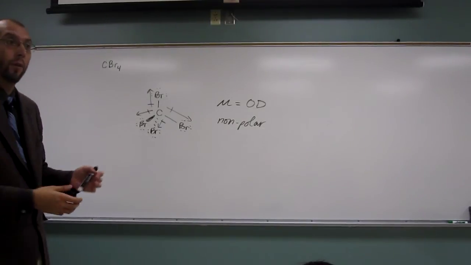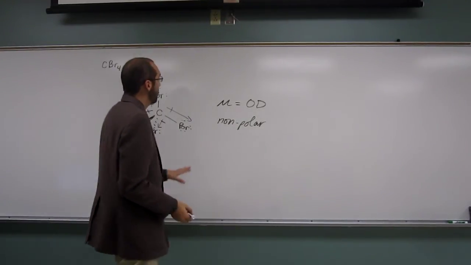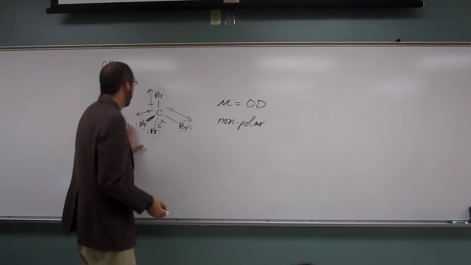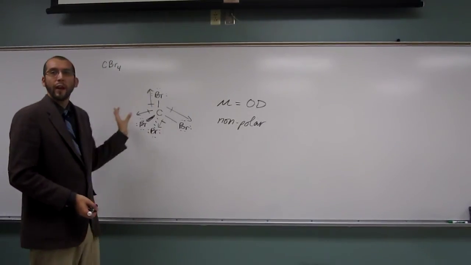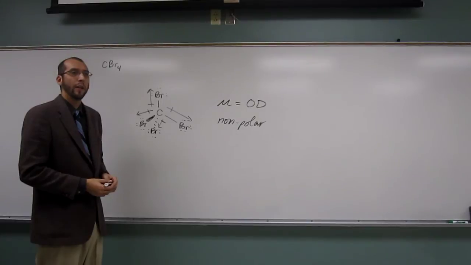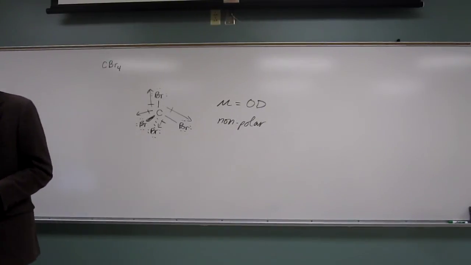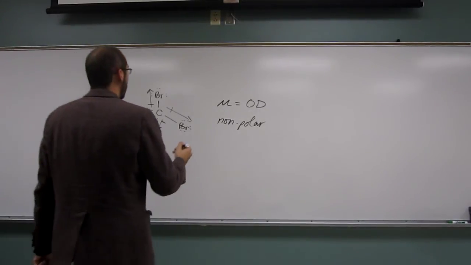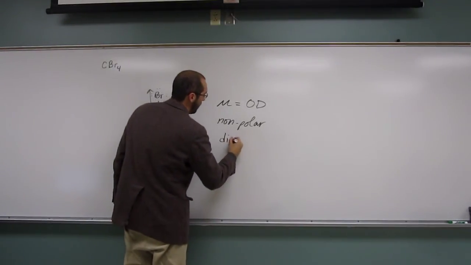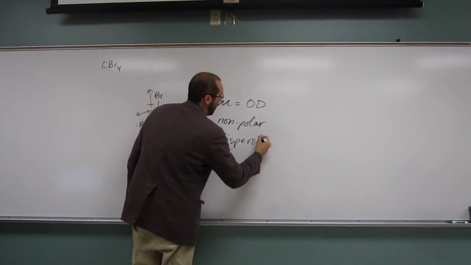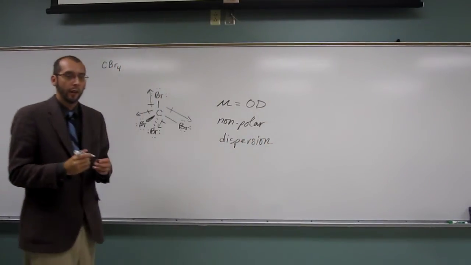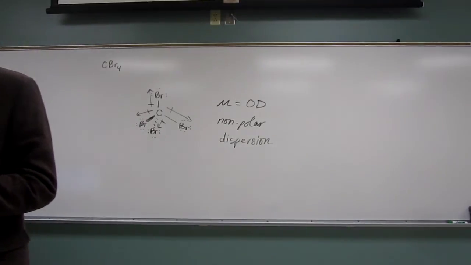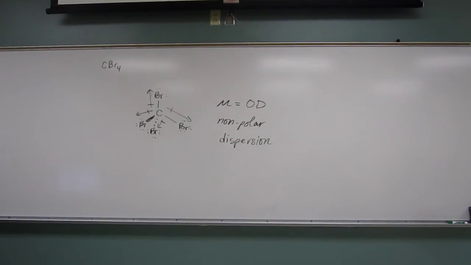Because you need a dipole to have those types of interactions. So the only types of interactions that carbon tetrabromide could have with another carbon tetrabromide is the most minimal, okay, the dispersion forces or London forces, okay? So, if we were to classify what intermolecular interactions between molecules of carbon tetrabromide, we would say dispersion forces, okay? Dispersion or London forces, whichever one you like.